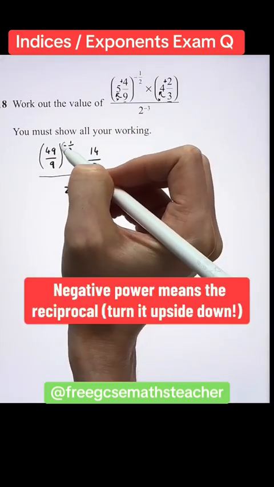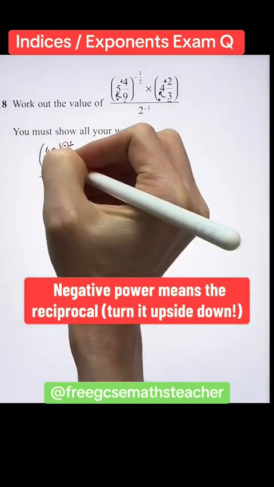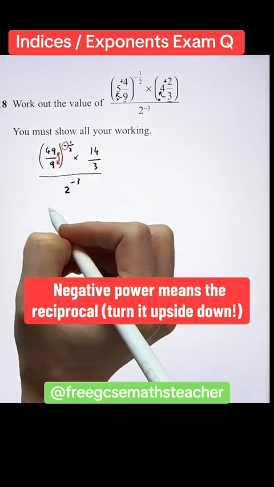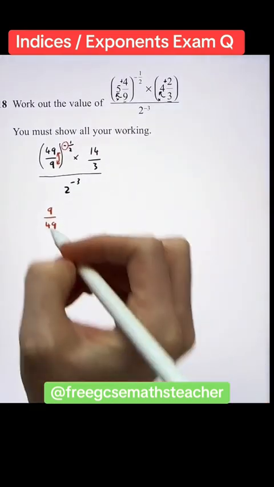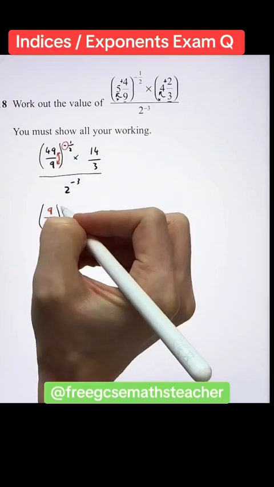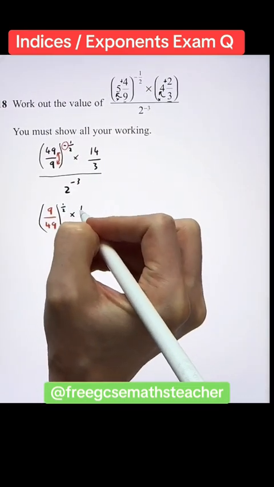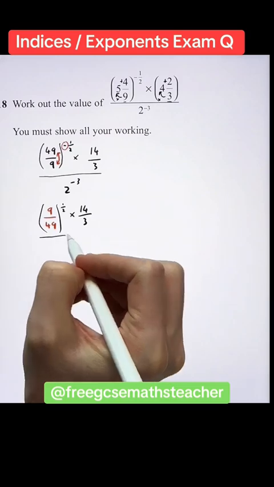When dealing with a negative power, we know a negative power means the reciprocal. In other words, to turn it upside down. So instead of writing 49 over 9, I'm going to turn it upside down and write it as 9 over 49. And it's still in brackets. And we write the power now positive. So instead of writing negative a half, I now write positive a half. It's still multiplied by 14 over 3. And it's still divided by 2 to the power negative 3.